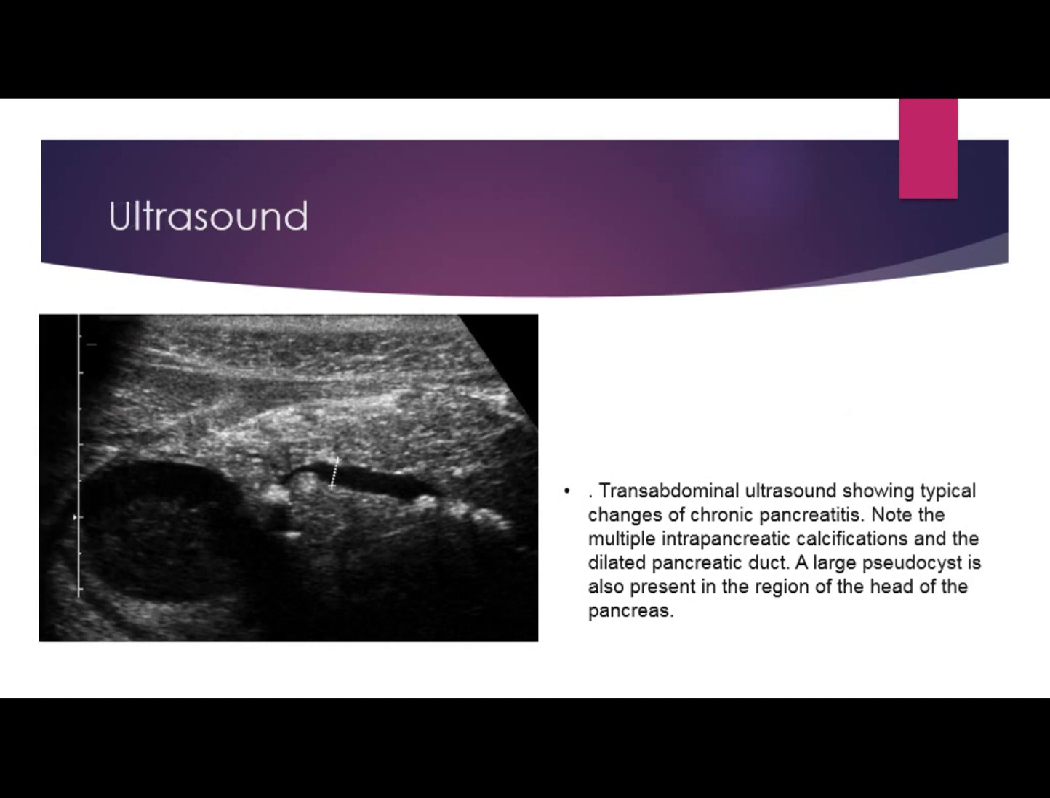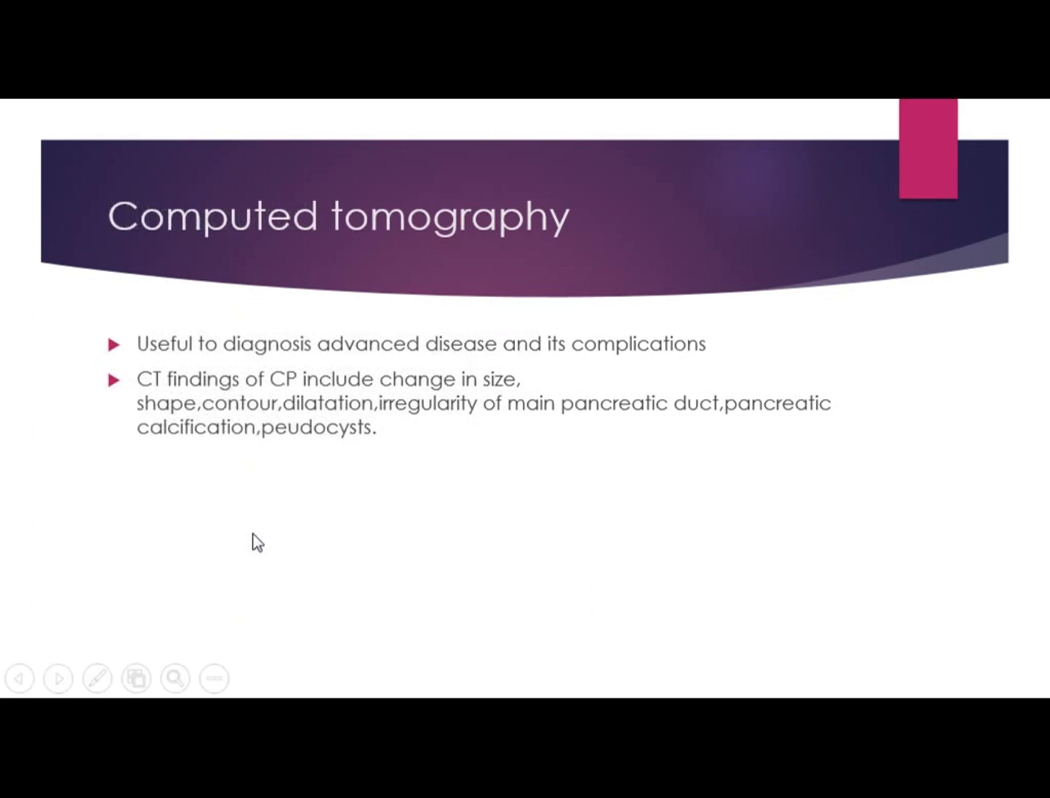These are typical changes of chronic pancreatitis on ultrasound, where we can see a dilated pancreatic duct. There is calcification, intrapancreatic calcification, and there's a large cirrhosis here. All features of chronic pancreatitis are in the same view.